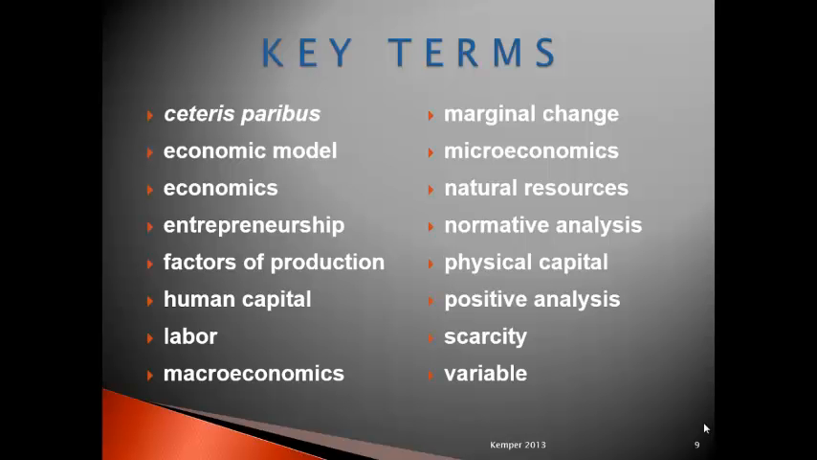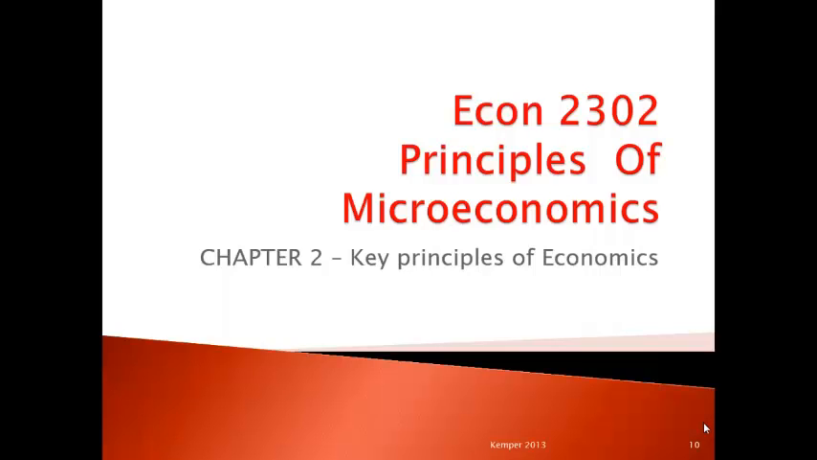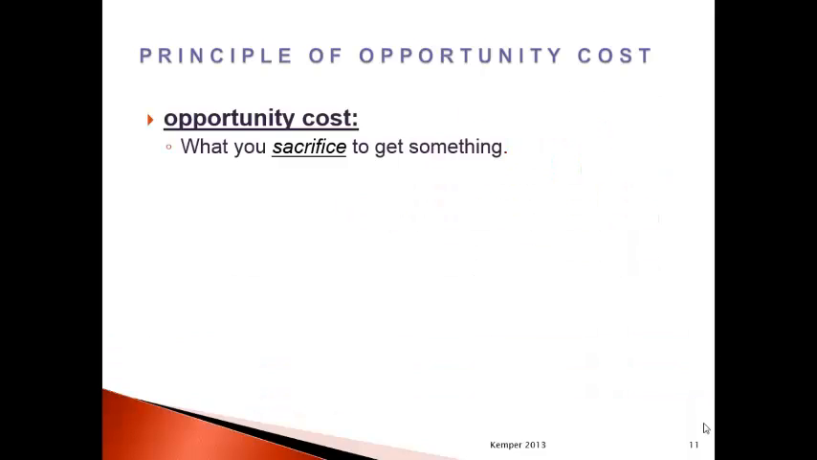Those are the key terms for Chapter 1. We're going to quickly go into Chapter 2. The key principles of economics. First off is opportunity cost. This is a big one. This is what you sacrifice to get something.